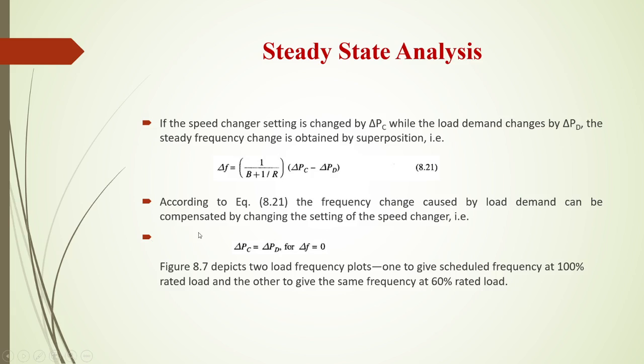So if the speed changer setting is changed by delta PC and load demand is changing by delta PD, the steady frequency change is obtained by superposition, that is delta F is equal to 1 by (B plus 1 by R) into (delta PC minus delta PD). According to this equation, the frequency change caused by load demand can be compensated by changing the setting of the speed changer, that is delta PC is equal to delta PD for delta F equal to 0.